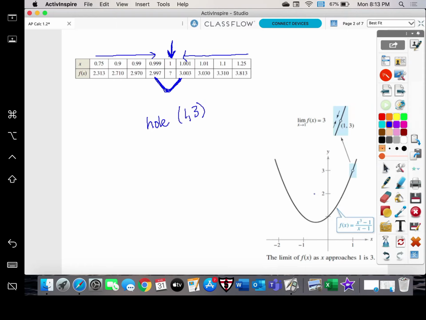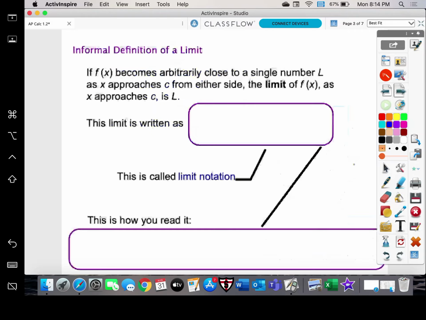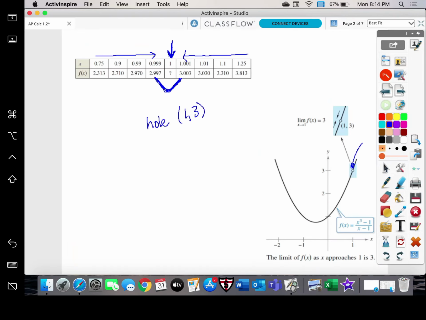So in fact, this is what the graph looks like. There is a little hole right there. It is at 1, 3, just as we suspected. Now how does that tie into limits? Well, from our graph and our table, we said that these values were getting closer to 3, as were the values on the left.